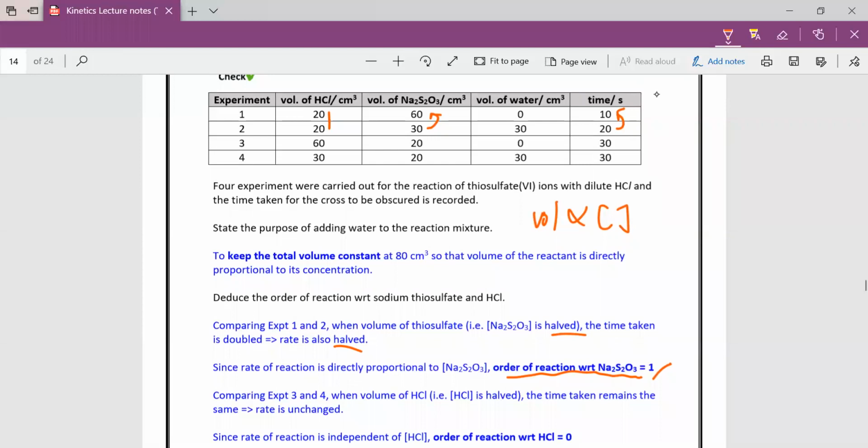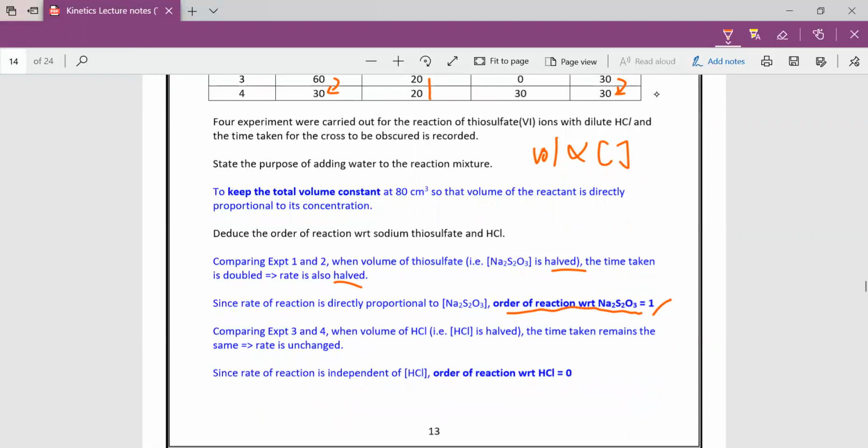Okay, so when we compare experiment 3 and 4, thiosulfate is kept constant. When the volume of HCl is halved, the time remains the same. So the order of reaction with respect to HCl is actually 0.